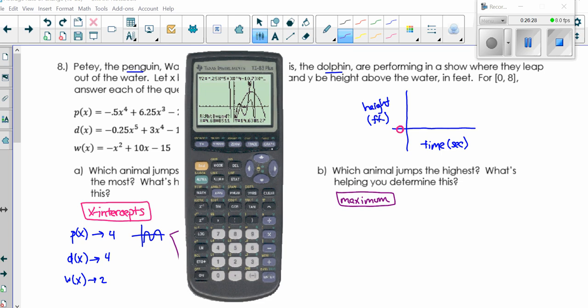So what I can do is hit enter. That's my right bound. Or sorry, that's my left bound. I'm going to hit right until my cursor comes back down. And there's my cursor. I can hit down one more time, and it's there, and hit enter. And now notice it's finding the highest point between those two values. If I hit enter, it's going to tell me that my maximum is at 5.34, 23.37. And remember, maximum is the highest height. Which animal jumps the highest? So we're going to say the dolphin.